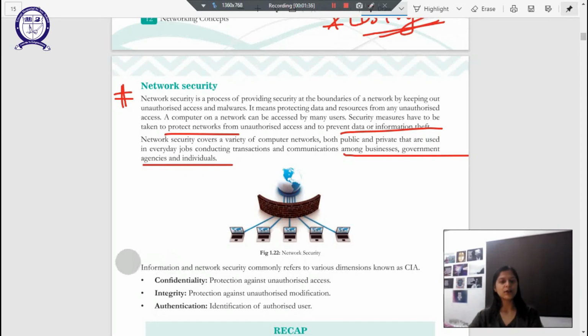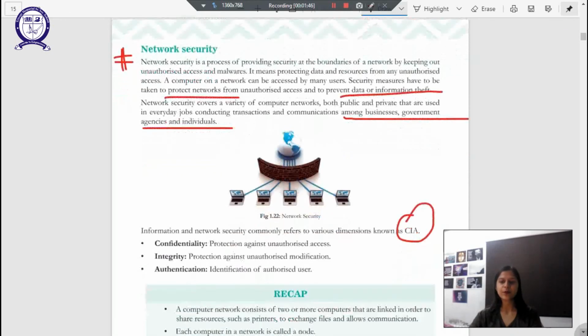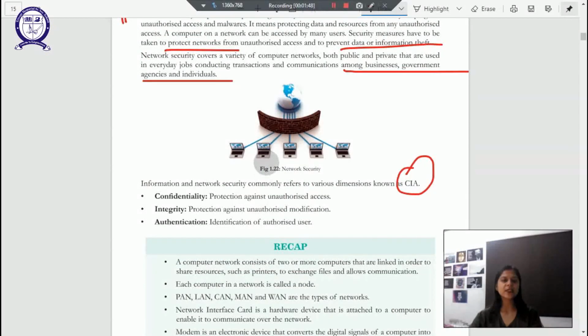Information and network security commonly refers to the various dimensions known as the CIA. So what is CIA? Confidentiality, integrity and authentication. Confidentiality means protection against unauthorized access. Integrity means protection against unauthorized modification. Authentication means identification of any authorized user.